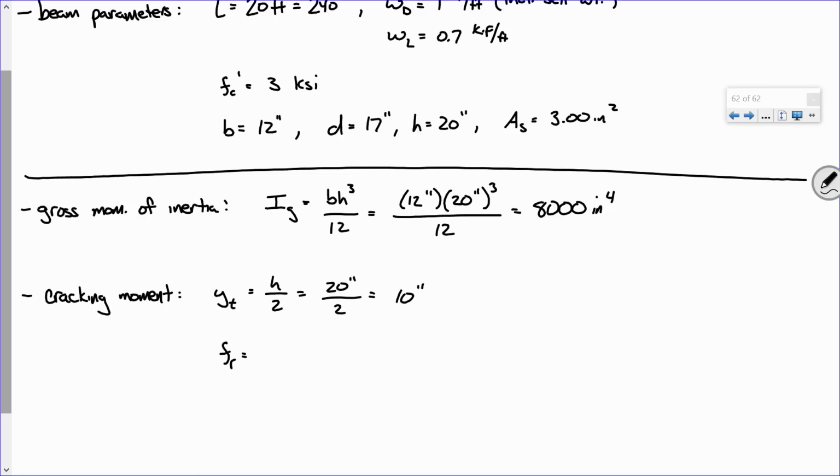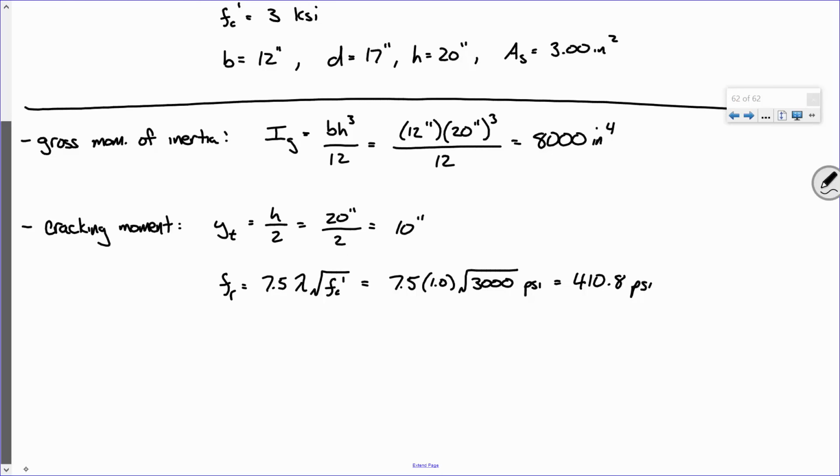Now we got to calculate the modulus of rupture. Remember that was 7.5 lambda square root of FC prime. I don't know if I said in this problem that it was normal weight concrete, but we'll assume it is. So, did I? Oh, okay. All right. So, 7.5 times 1 times the square root of what? 3,000. There you go. You put in PSI, you get out PSI. And that is 410.8 PSI.